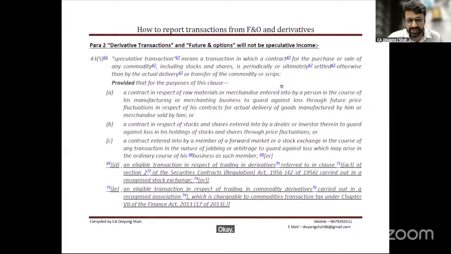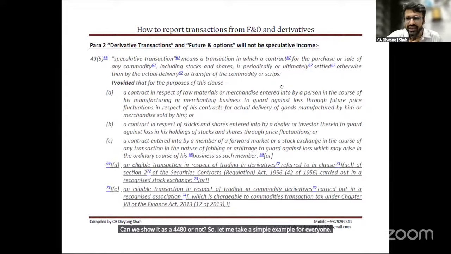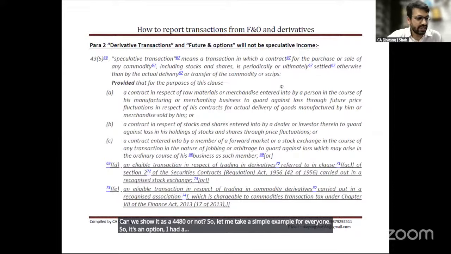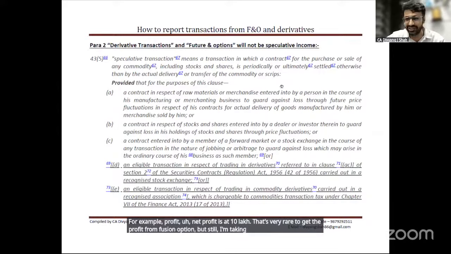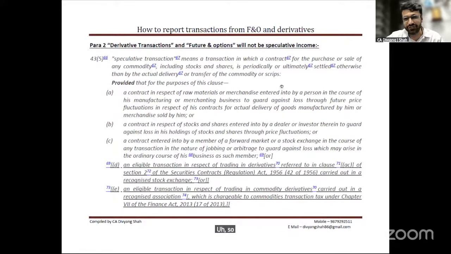Okay, one query is from Sankey. Whether future and option, can we show it under 44AD or not? So let me take a simple example for everyone. For future and option, I had, for example, a profit. Net profit is 10 lakh. It's very rare to get a profit from future and option, but still I'm taking some example, which is not real. So 10 lakh is my profit from future and option.